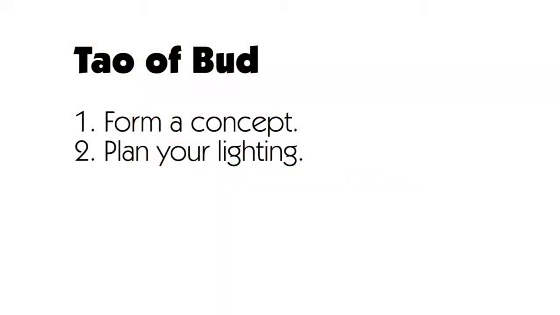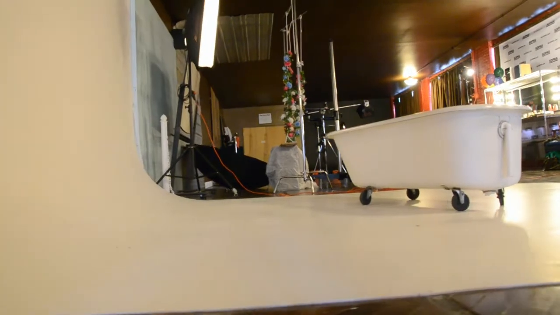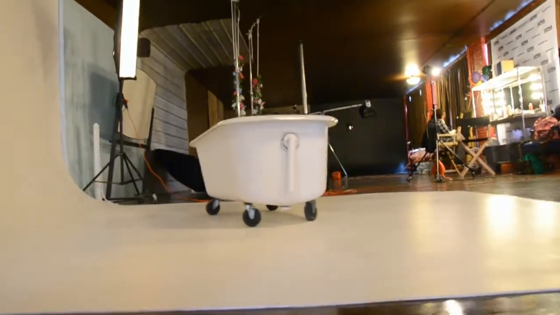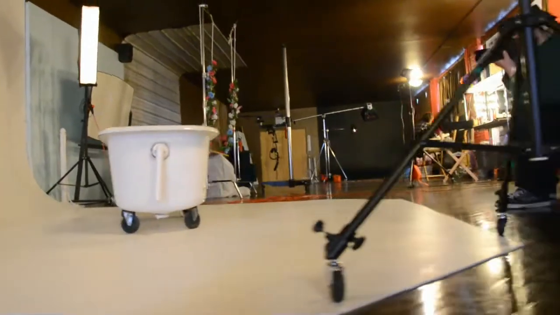Step 2, figure out how you're going to light it. That's the second step in the Tao of Bud. Now, this may sound obvious, but it really helps you figure out what you're going to need logistically for the gear in your shoot. The more you can think about what that shot's going to look like, the more you can determine how you're going to light it.